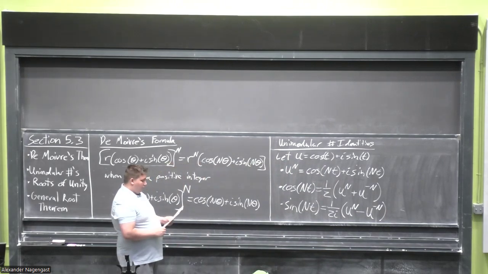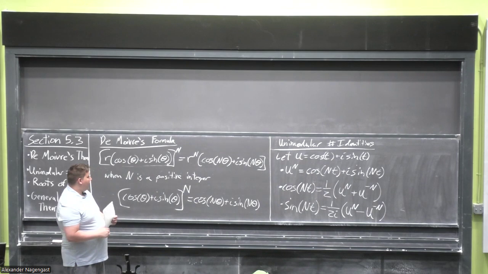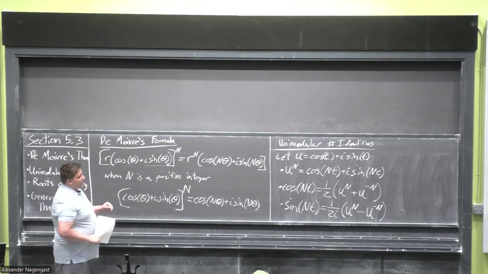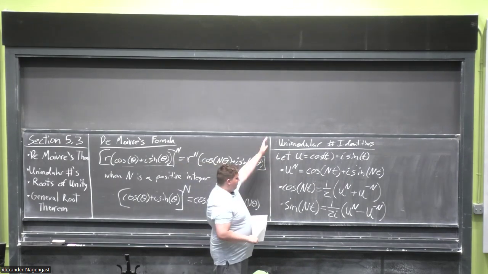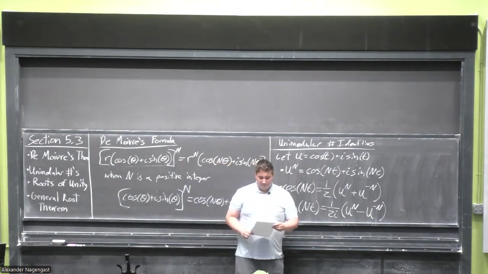And for your check on learning, I want you to write down the unimodular identities. I want you to write down these identities for your check on learning.